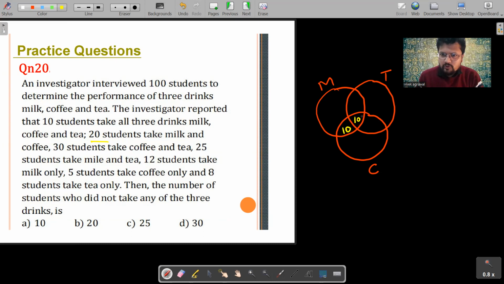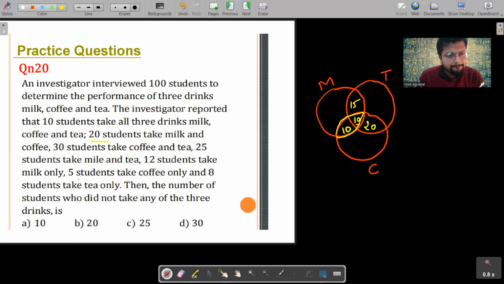This total sum, milk and coffee, is 20. The 10 is common to all three of them, so I'm writing only 10 in the common portion of milk and coffee. Then 30 students take coffee and tea. Coffee and tea is 30, so if it is 10, this should be 20, right? And then 25 students take milk and tea. So 25, right? If it is 10, it should be 15.